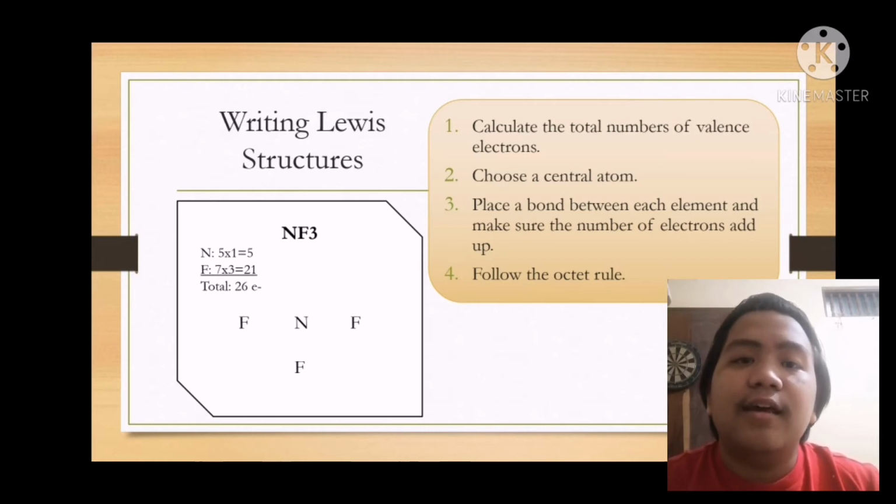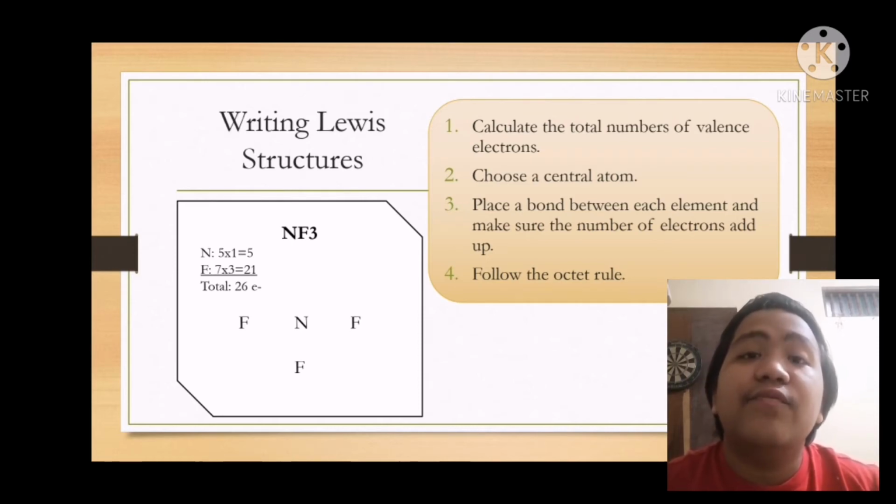Let's try NF3. Let's first calculate the number of valence electrons. Nitrogen has 5 valence electrons. Fluorine has 7 valence electrons. And we multiply it by the number of atoms, which is 3. And we add up 5 plus 21, which is equal to 26 valence electrons in total. Next, we choose a central atom. Nitrogen has the least number of atoms. That's why we make it the central atom.